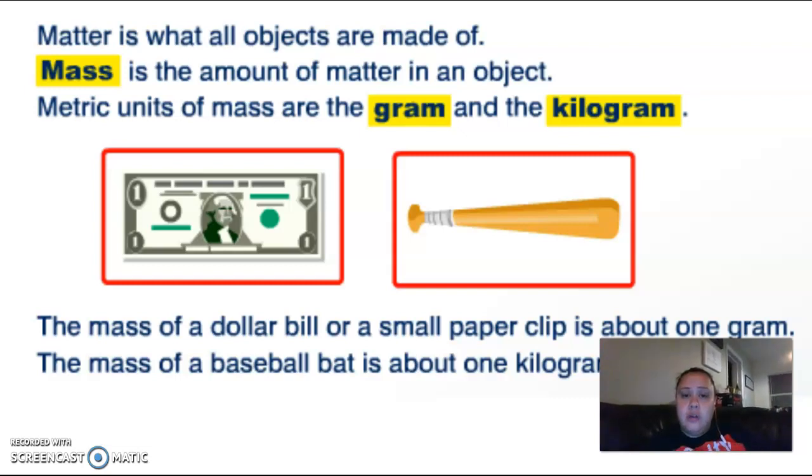So this is another visual, not paper clips, but rather a dollar bill. A dollar bill, if you put it in your hand, does not feel like it has a lot of mass because it's about 1 gram. Now, a baseball bat, which can be heavier, especially the wood ones, is about 1 kilogram. So here, we need about how many dollar bills to equal that baseball bat? If you said 1,000, that would be correct, because for every 1 kilogram, we would need 1,000 grams.